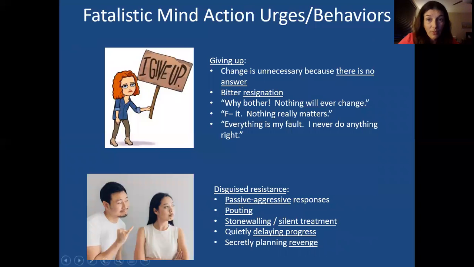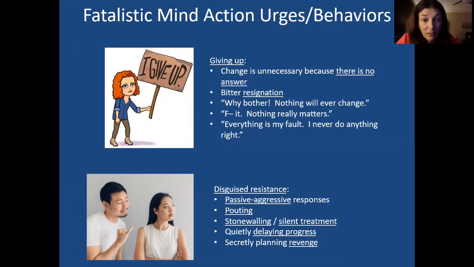Okay. So fatalistic mind action urges and or behaviors, right? So things you might feel like doing or things you might actually do, okay? So like I mentioned before, there's a strong giving up component. So the feeling is change is unnecessary because there is no answer. I can't change because there's nothing to be changed. I don't even know what to do, okay? So there's a bitter resignation. I'm just resigning to it. I don't really want to, but I can't see the end of this, okay?